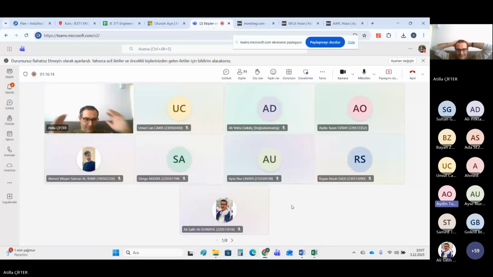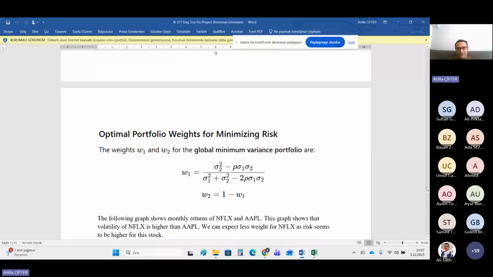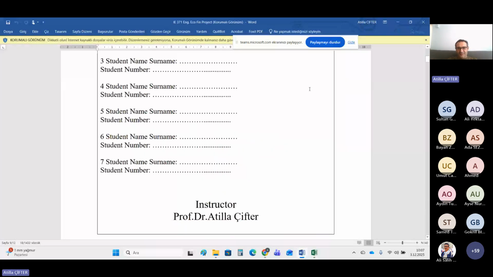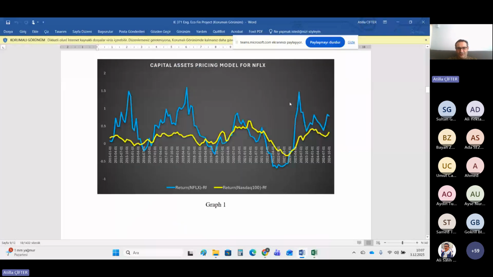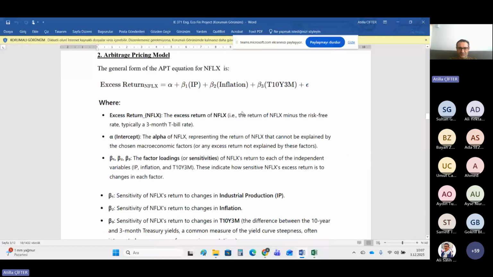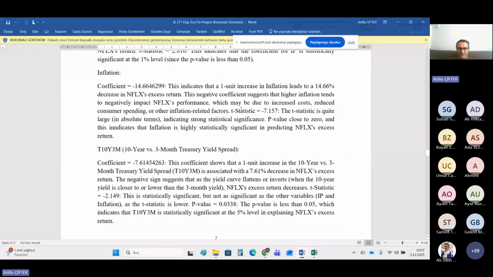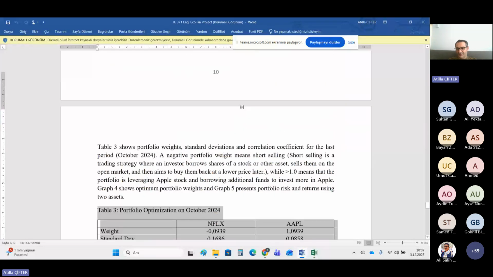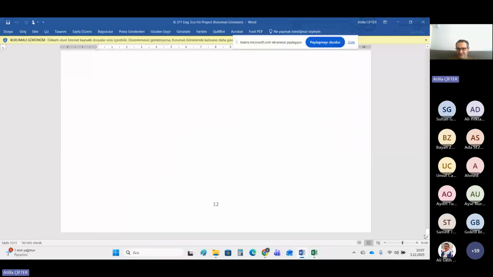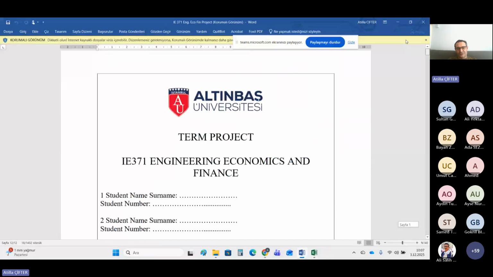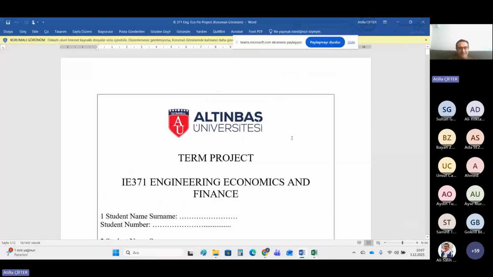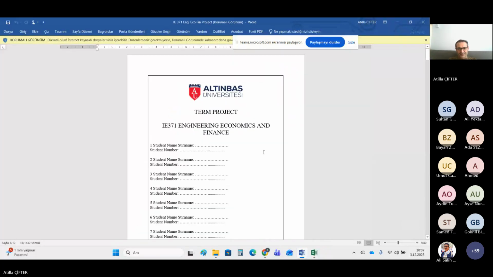Hocam, as the results, how many graphs do we need to show in the project? So here I just sent the template. You can see, for CAPM 1 graph, for arbitrage pricing theory 1 graph, for portfolio optimization 1, 2, 3 graphs. So these are the graphs. So you need to update this term project and then send via UZEM system.